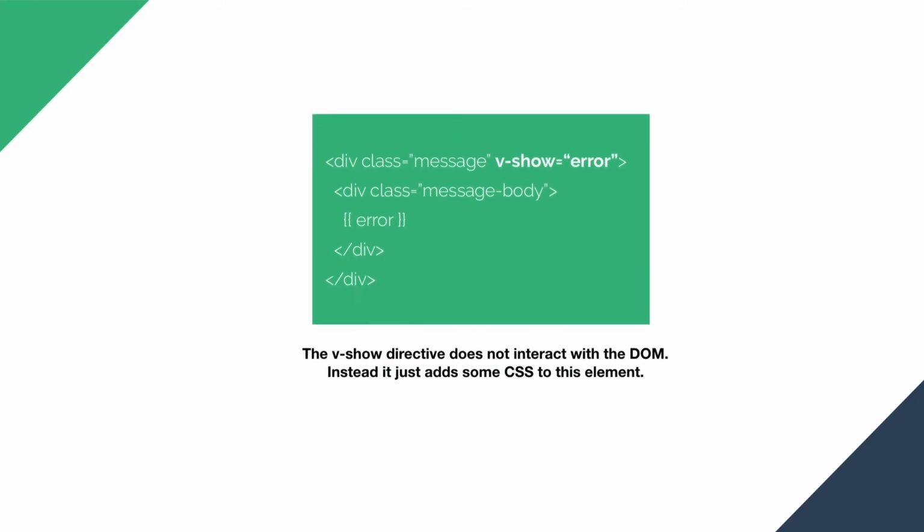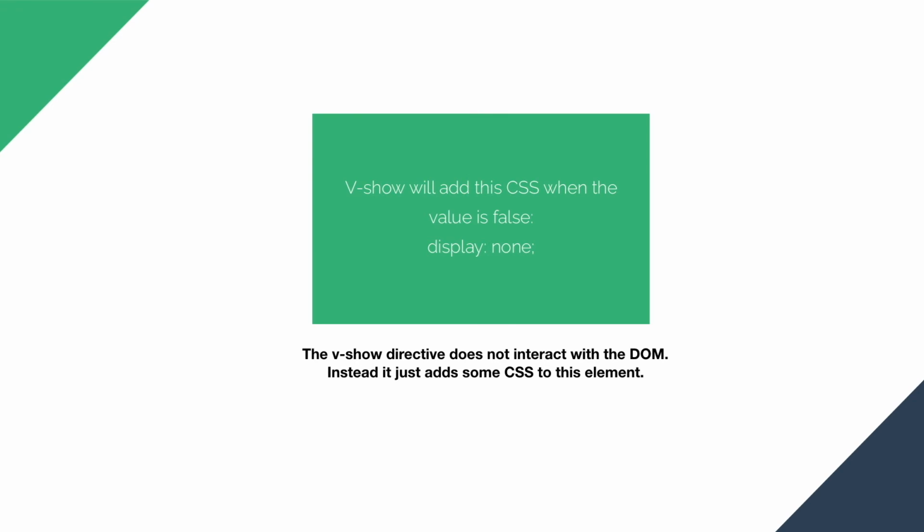The v-show directive does not interact with the DOM. Instead, it just adds some CSS to the element and shows it or hides it based on the value. The CSS looks like this. It just adds a display none and the element will be hidden.